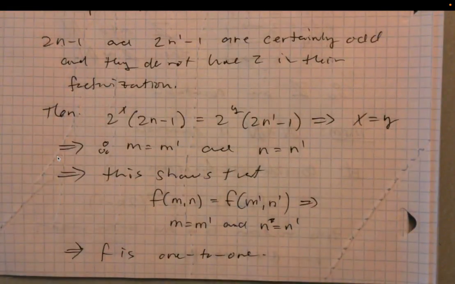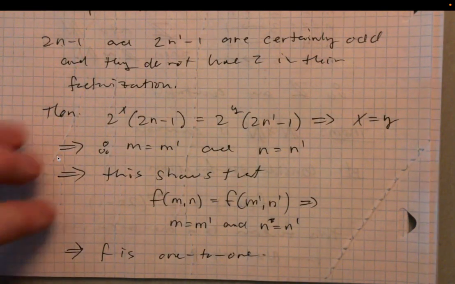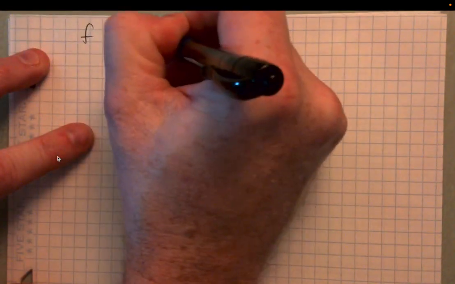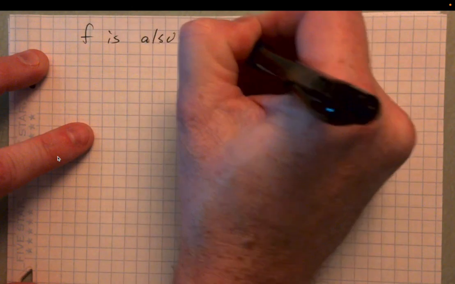Right, so f is 1-to-1. Now, what about f being onto? It's not enough to show that the function's 1-to-1. We also have to show that it's onto the natural numbers. Right, f is also onto.